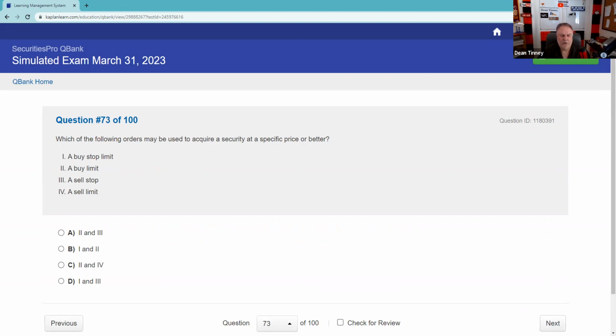Which of the following orders may be used to acquire a security at a specified price or better? A specified price or better.